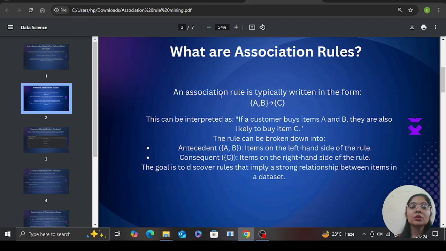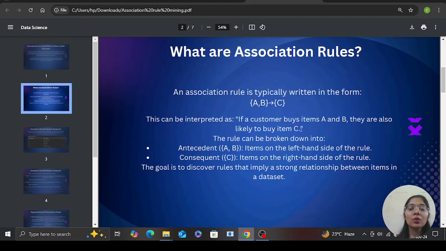An association rule is typically written in the form A, B implies C. It means that this can be interpreted as, if a customer buys items A and B, they are also likely to buy item C. It represents a human mentality that if any person is buying items A and B, then it may be possible that he or she can buy item C also.